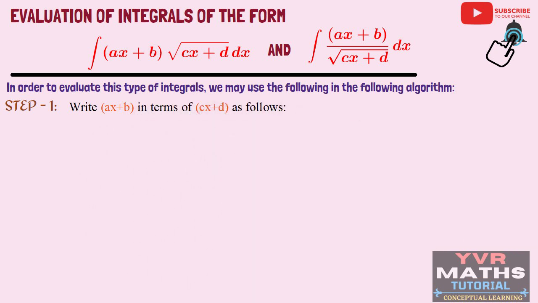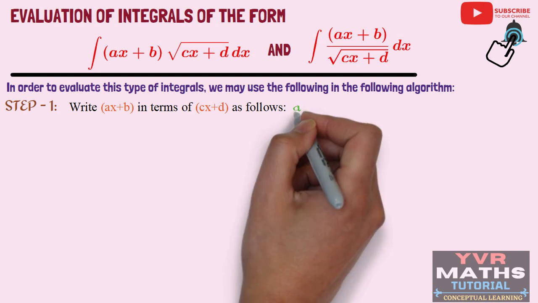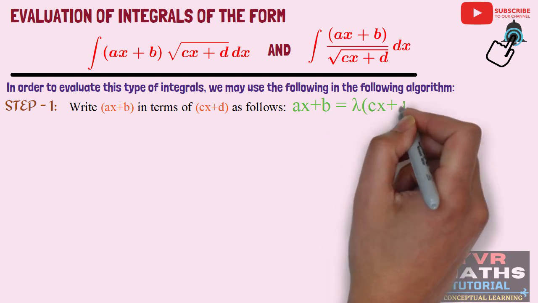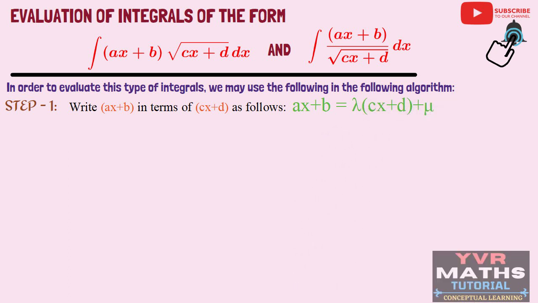So how can we write ax+b in terms of cx+d? See here, I will give you one relation. ax+b is equal to lambda into (cx+d) plus mu. Here lambda and mu are real numbers. So we need to find this lambda value and mu value. So this is the first step: ax+b should be written in terms of cx+d. Then how to find the lambda value and mu value?